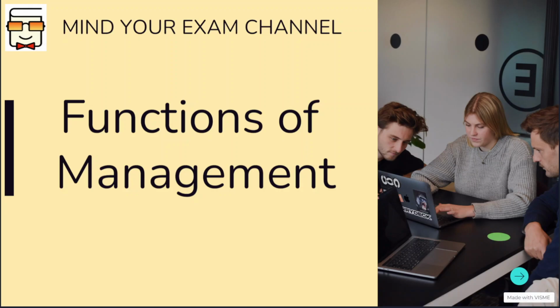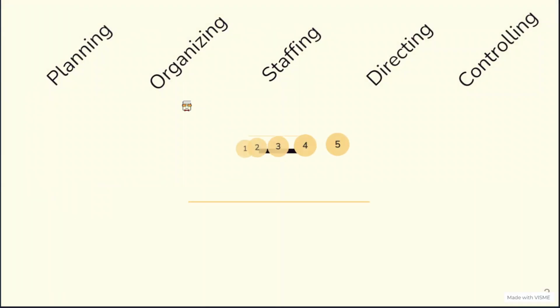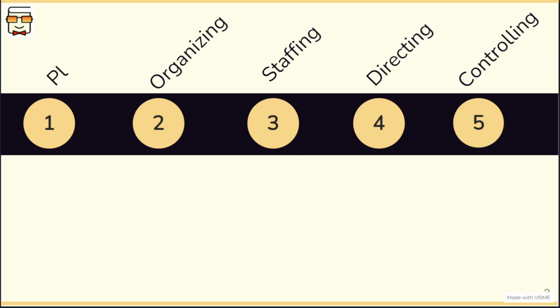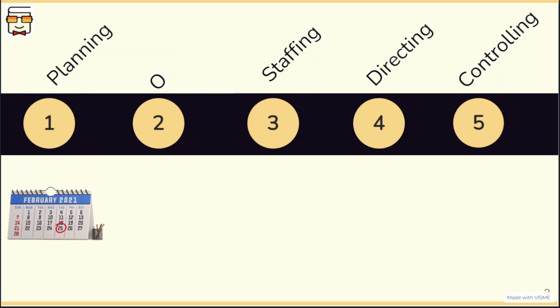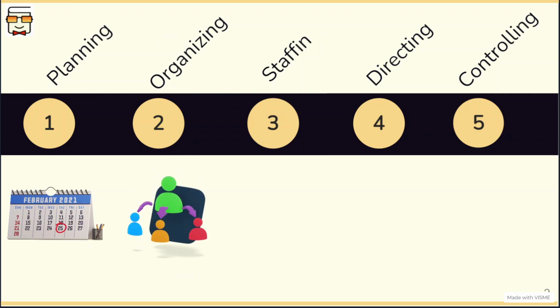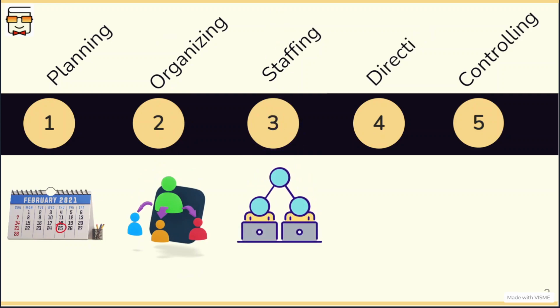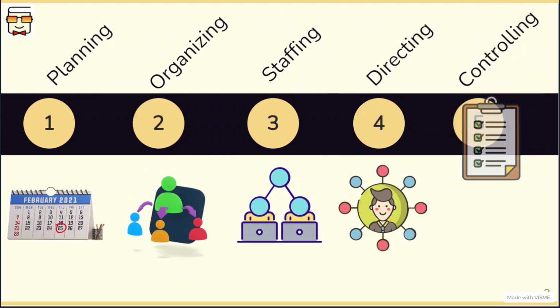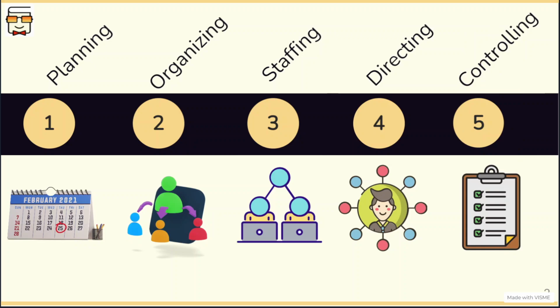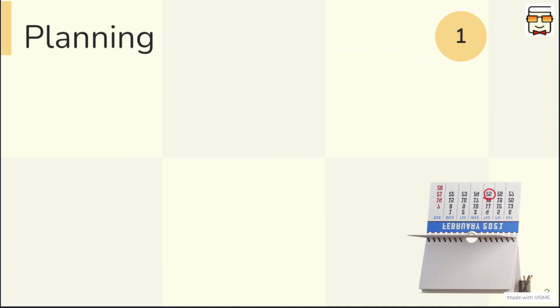In this video, we will be learning about the different functions of management that are present in any organization. Starting with the functions, they are planning, then comes organizing, the third function is staffing, then directing, and the fifth and last function is controlling. We will be discussing each of these functions in detail and the steps undertaken by management in each of them. Starting with the first one, which is planning.